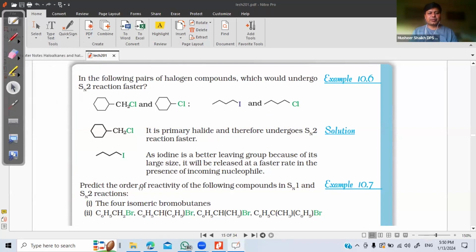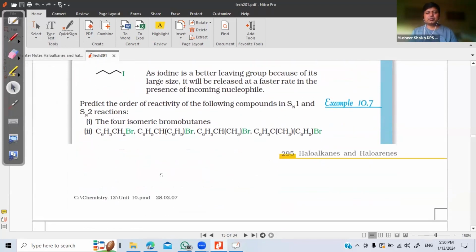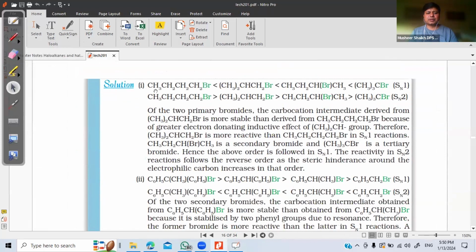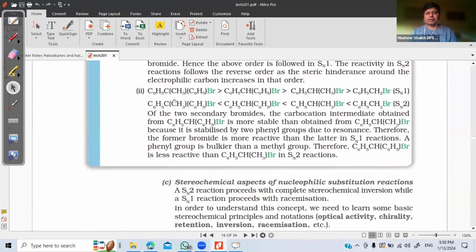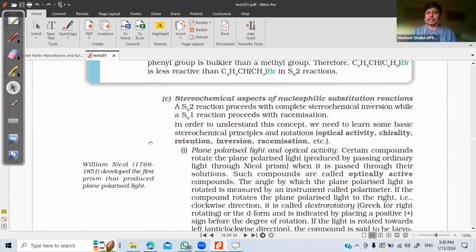Remember these questions. They are simple examples based on SN1 and SN2. No need to explain, but yes, they will ask you to arrange the following alkyl halides in decreasing order of their reactivity.